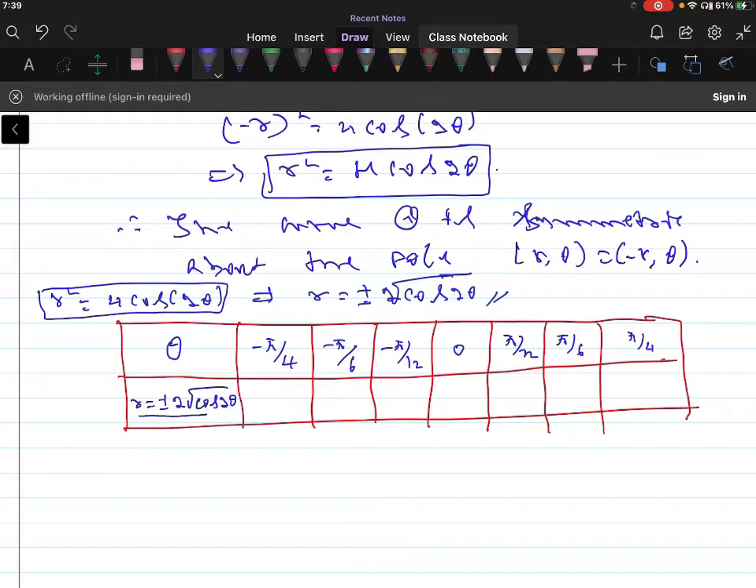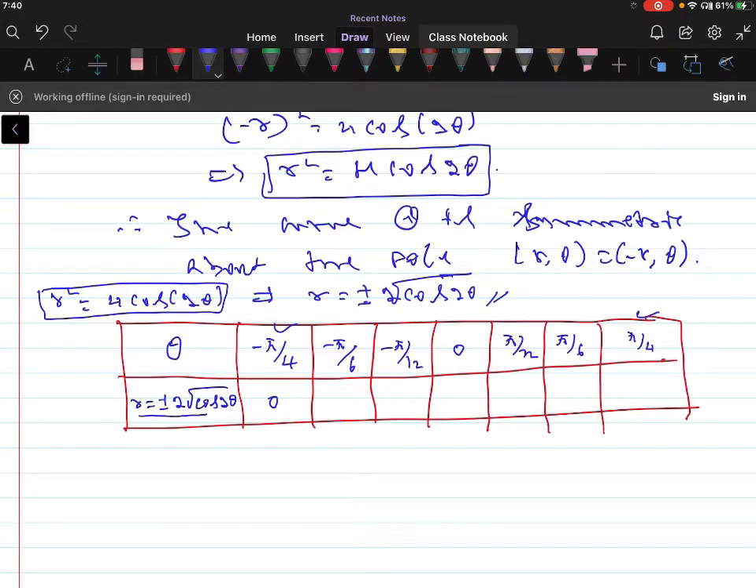So when theta is equal to minus pi by 4, we get cos of minus pi by 2, and cos pi by 2 is 0. But we cannot take theta equal to minus pi by 2. If I take minus pi by 2, cos of minus pi is minus 1, and the square root of minus 1 is not defined. Therefore I have taken theta varying from minus pi by 4 to plus pi by 4.